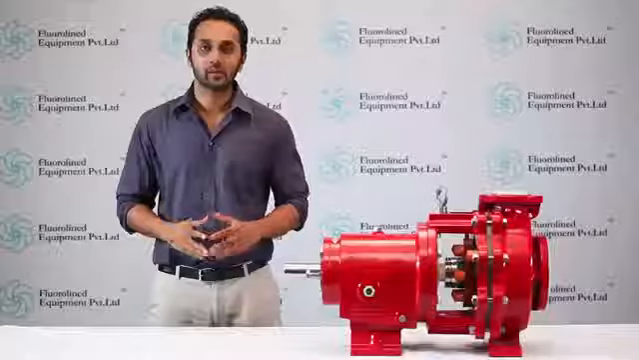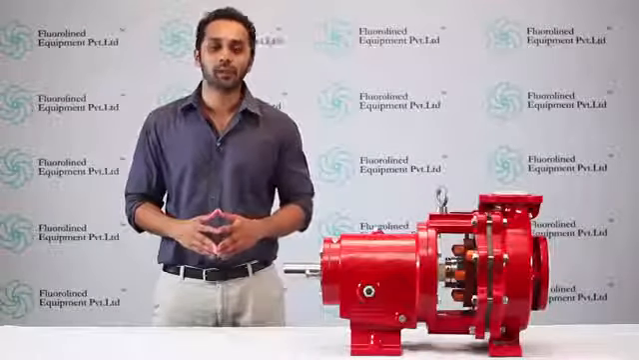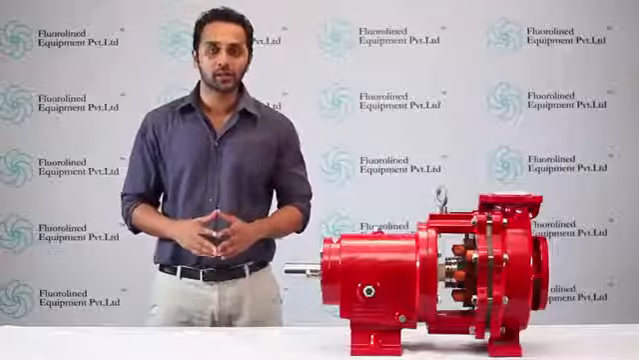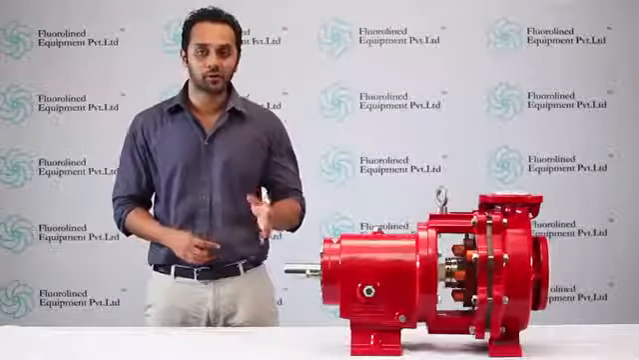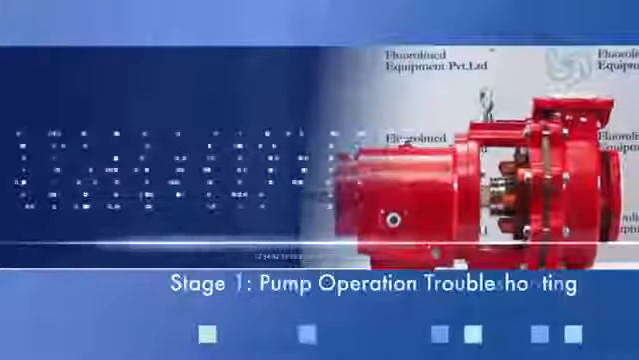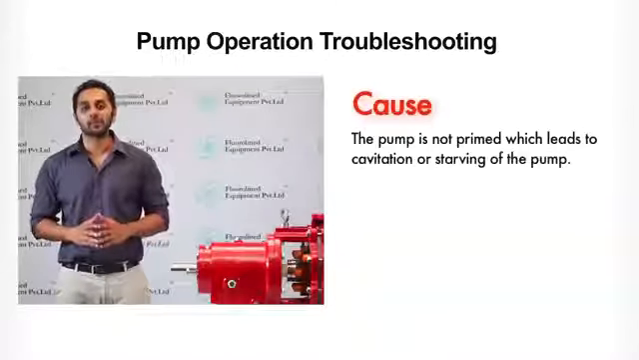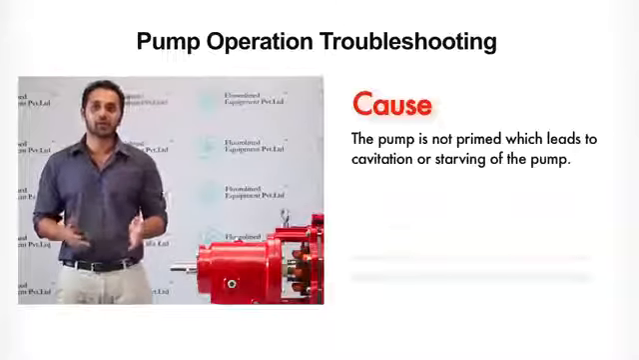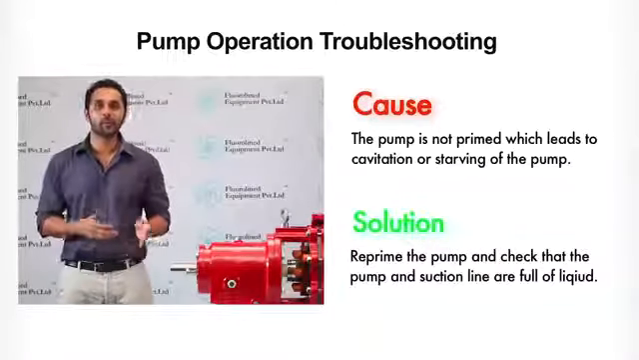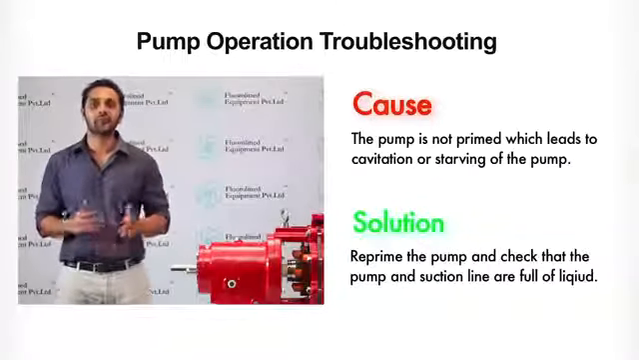Troubleshooting. Troubleshooting is an integral part of pump maintenance. This is done in 2 stages. Let us have a look at the first stage. The first stage is pump operation troubleshooting. Number 1. The pump is not primed, which leads to the cavitation or starving of the pump. Reprime the pump and check that the pump and the suction line are full of liquid.